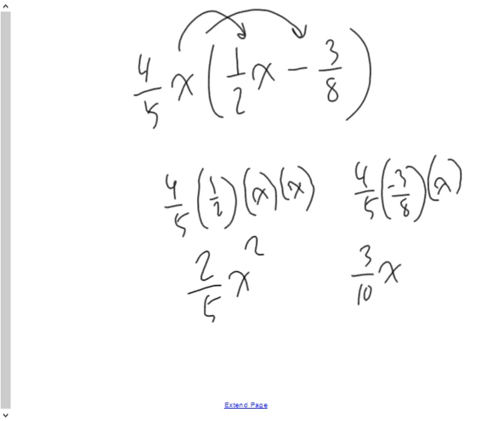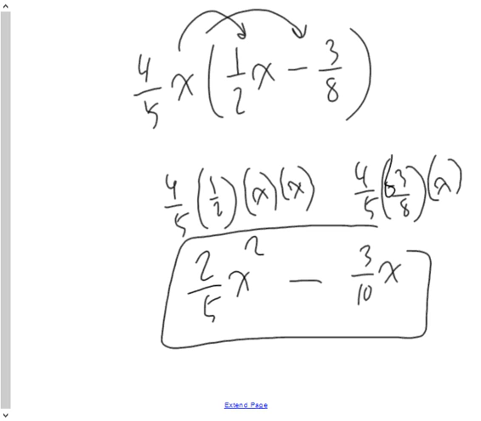That's going to be a negative. So the solution, since that's a negative, notice how the negative sign is here. That's just going to become my operational sign of subtraction. So the solution to this question would be 2/5 x squared minus 3/10 x.